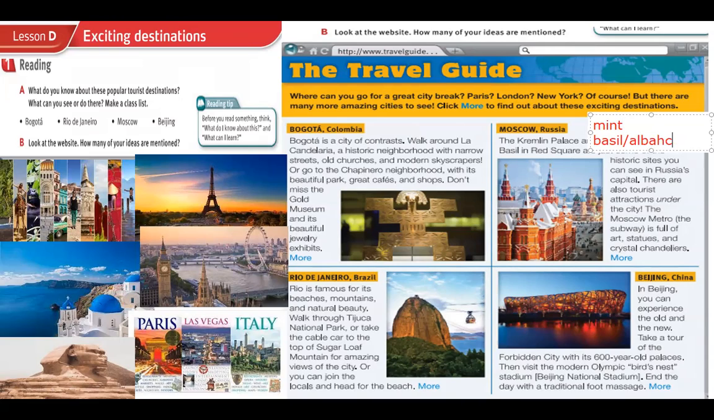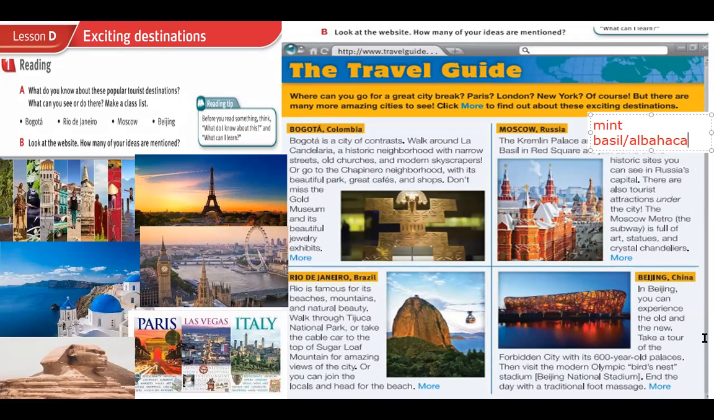Yes, albahaca. That's basil. It's normally used in Italian cuisine, you know, for pastas, for salad. Or in Mexico, for the limpias. Or you can put it by your dog, for good luck. Just for relaxing.